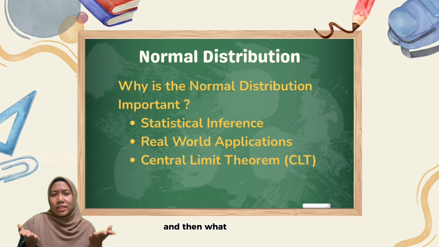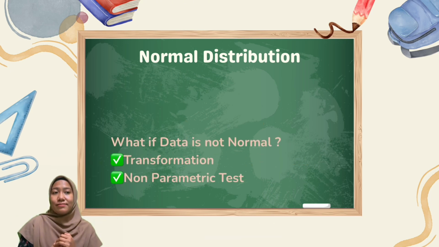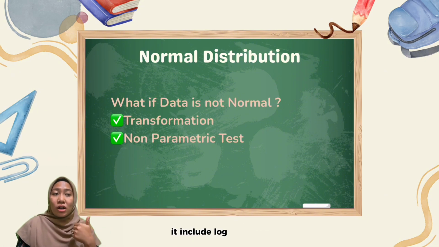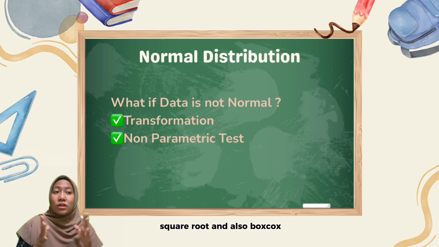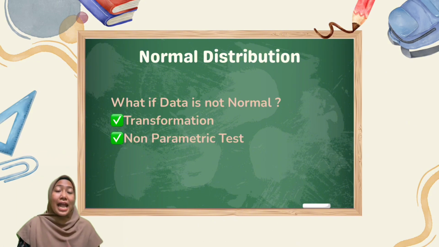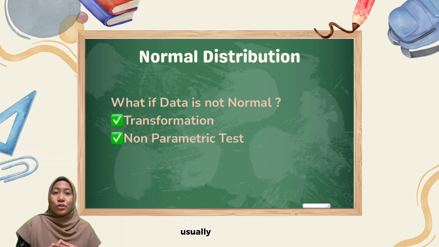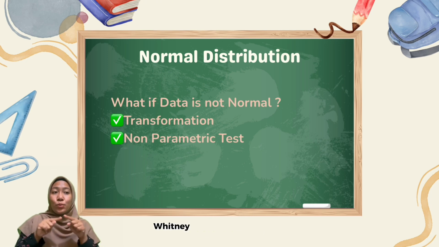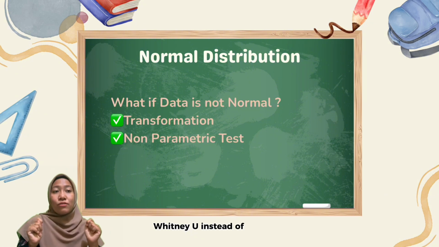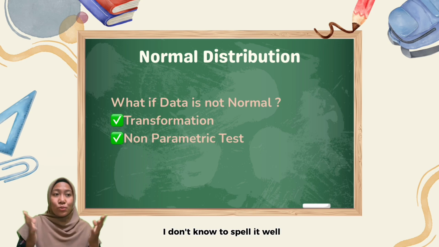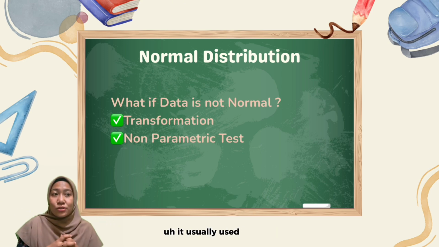And then, what if data is not normal? Of course, the first one is transformations. It includes log transform, square root, and also Box-Cox transformation. And the second one is non-parametric tests. Usually, it uses Mann-Whitney U instead of the t-test, and Kruskal-Wallis, I don't know how to spell it well, which is usually used in place of ANOVA.